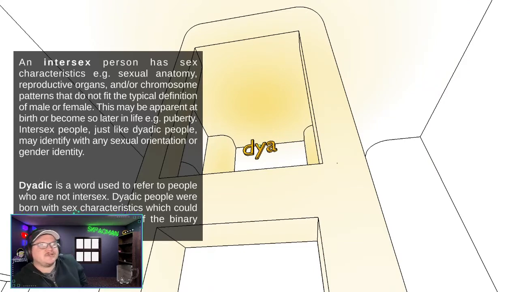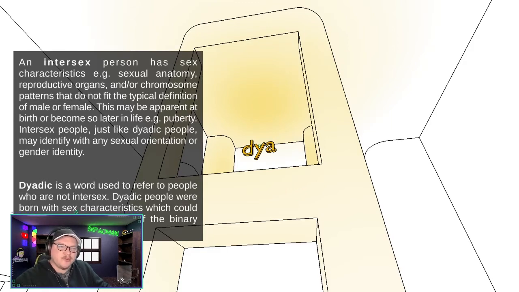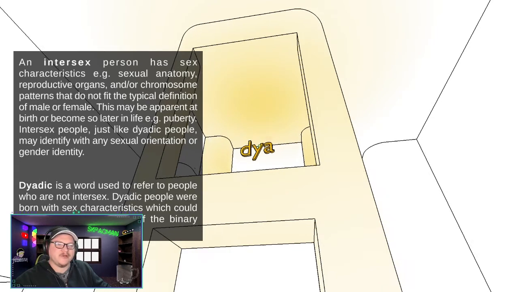An intersex person has sex characteristics, sexual anatomy, reproductive organs, and or chromosome patterns that do not fit typical definitions of male or female. This may be apparent at birth or become so later in life, such as at puberty. Intersex people, just like dyadic people, may identify with any sexual orientation or gender identity. Dyadic is a word used to refer to people who are not intersex. Dyadic people would be born with sex characteristics that would be categorized into one of the binary genders.